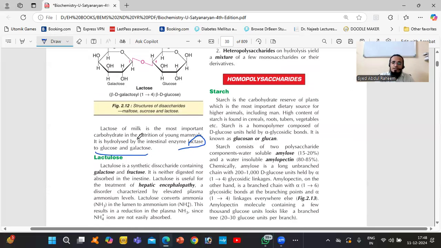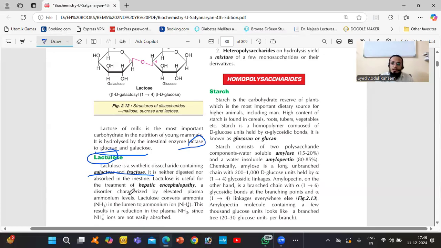So we talked about lactose. Next is lactulose. This is another element, but it is synthetic. It is a combination of galactose and fructose. It is not digested nor absorbed in the intestine, because it is not a natural ingredient, natural substance or natural element. It is synthesized, made from two other sources, galactose and fructose. That is the reason it is not digested or absorbed in the intestine.